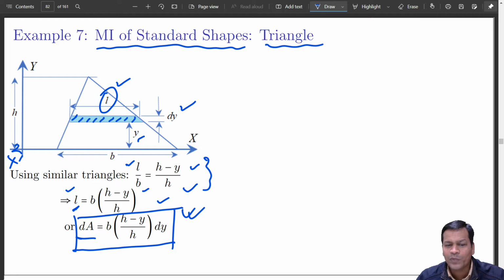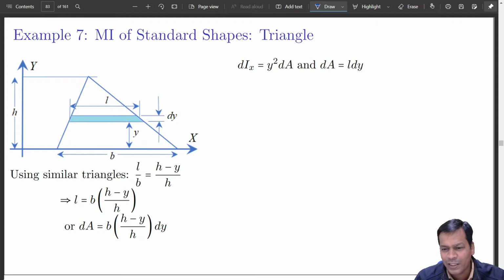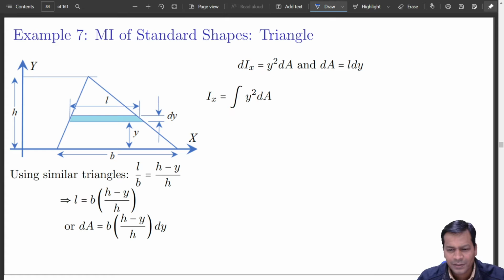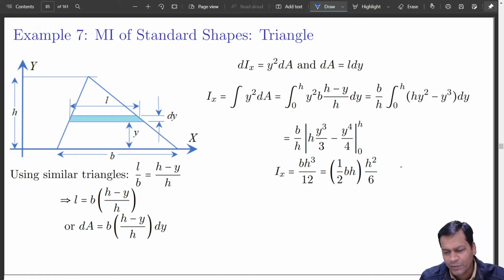Now what we have to do? We have to find the moment of inertia, not the moment the way we did earlier. So the small elemental moment of inertia of this area will be equal to y squared dA. Correct? dA is L dy. Here also we have used it. So we will integrate this from 0 to h. So the total moment of inertia will be equal to the integral of y squared dA, and that directly can give you this.